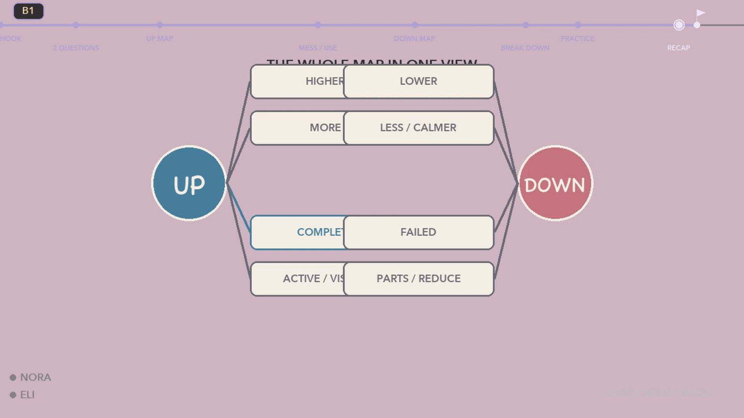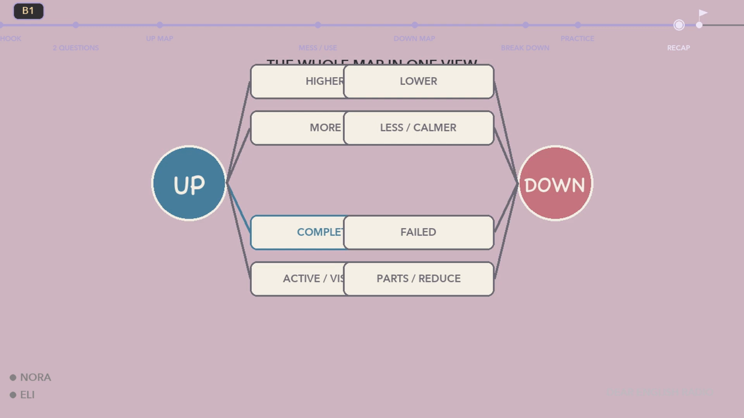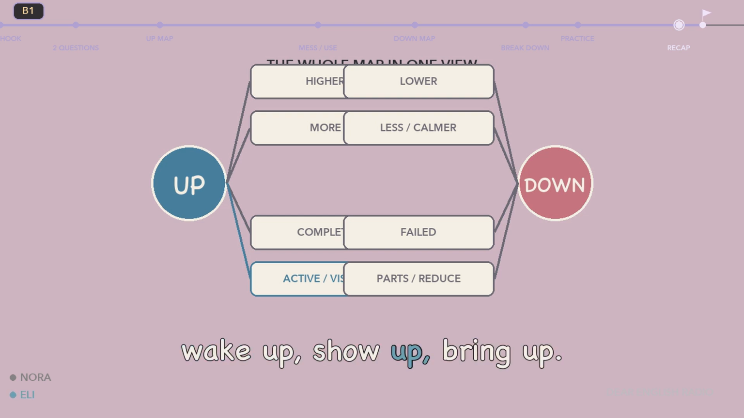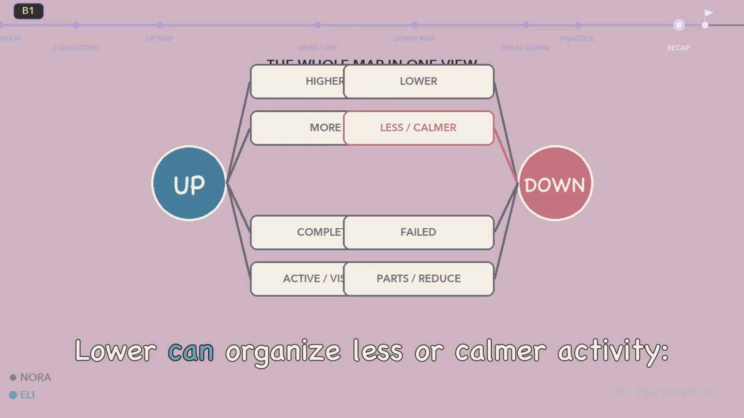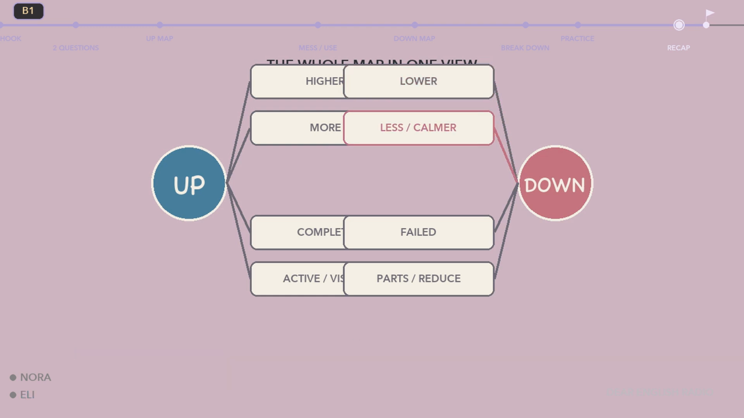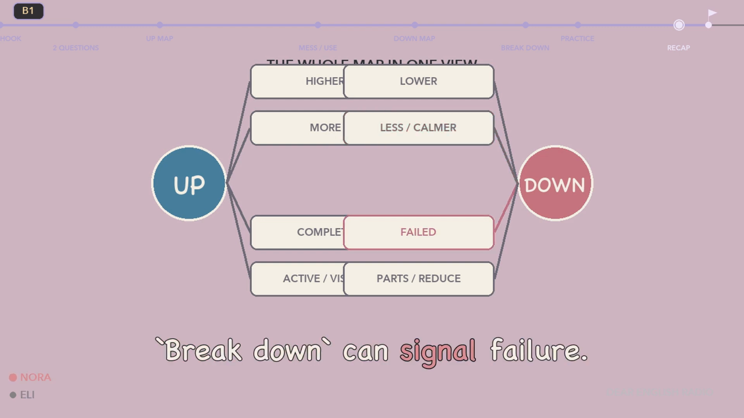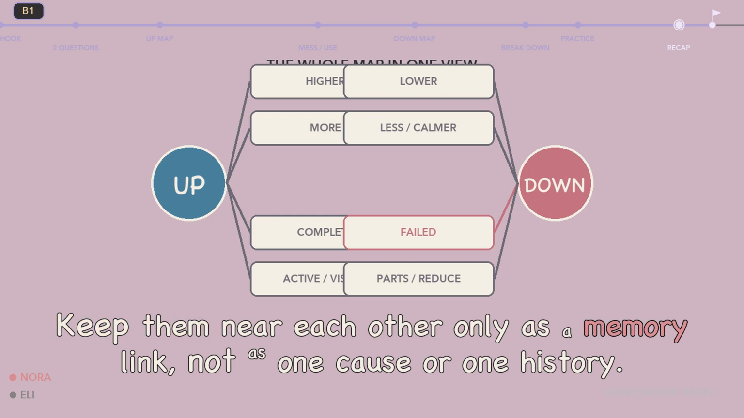Clean up and mess up. Learn their whole current use. This map is not proof that every phrase followed the same history. Upright or raised can also suggest active, visible, or inattention. Wake up, show up, bring up. Down begins with lower position. Lower can organize less or calmer activity. Turn down, slow down, calm down. Breakdown can signal failure. Shut down means stop operating and may be planned. Keep them near each other only as a memory link, not as one cause or one history.